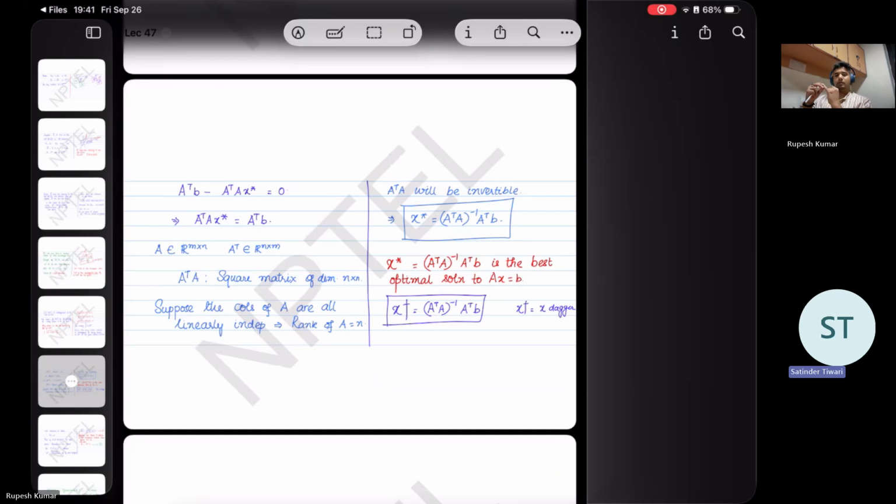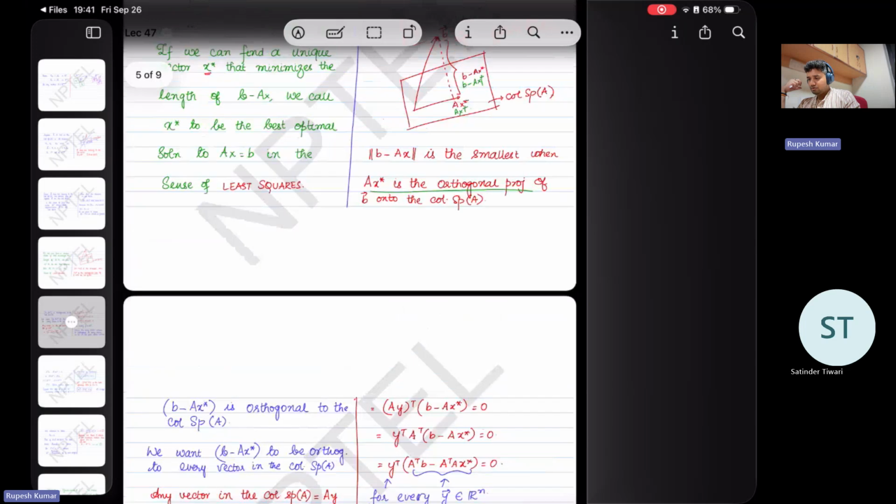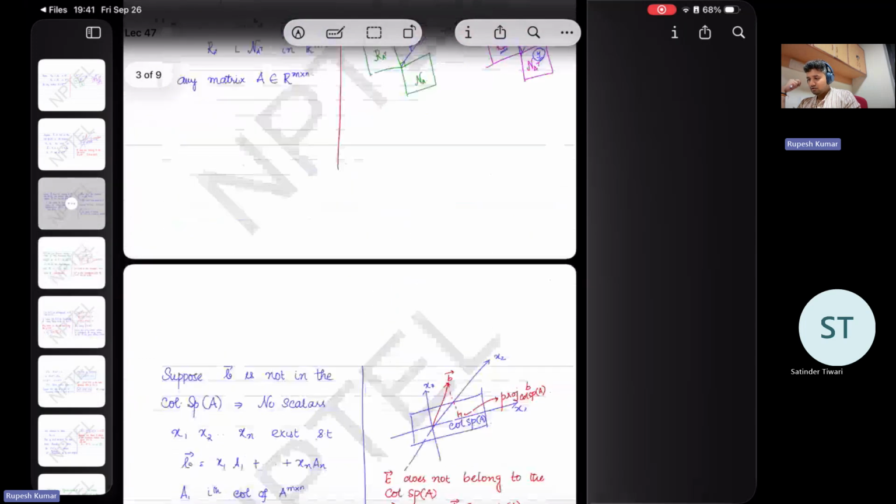Which one, sir? Pseudo inverse? No, no, no. Fine. So let's take on this topic in the next lecture. If you have any other doubts, you can ask me right now. So let's proceed.